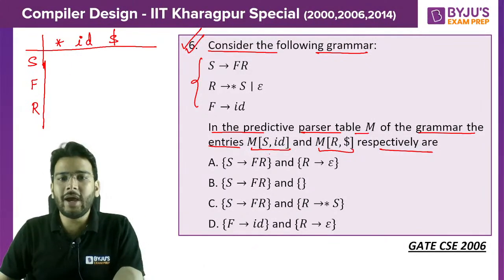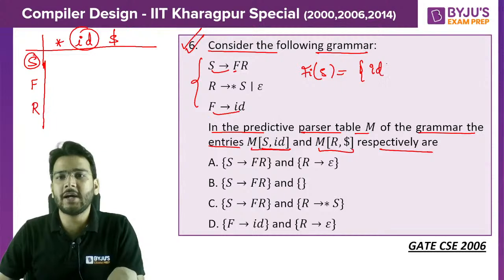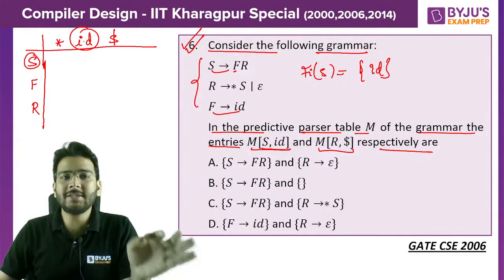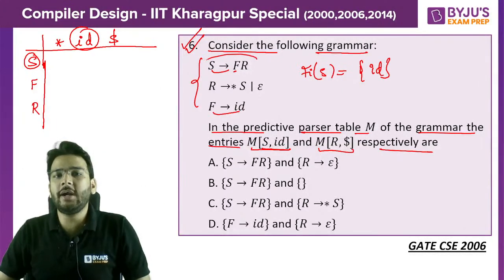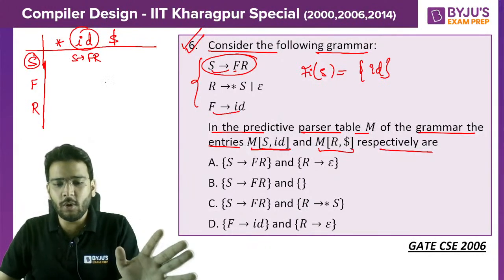Now S comma ID. How to get it? Find the first of S. What is first of S? First of S is first of F. What is first of F? That is ID only. That means in the ID column, you are going to write this production, S derives FR. Is it clear to all of you?